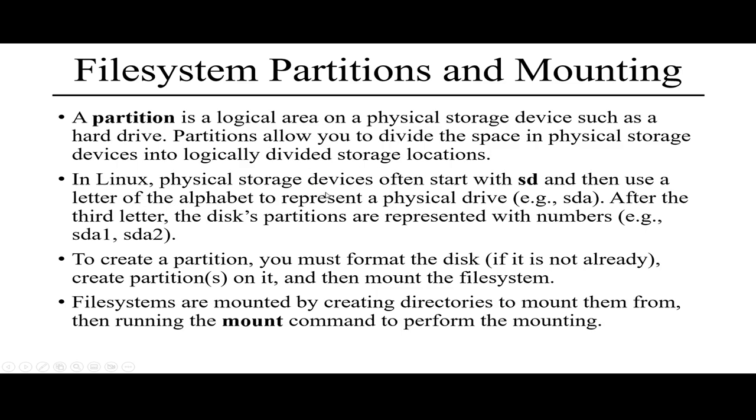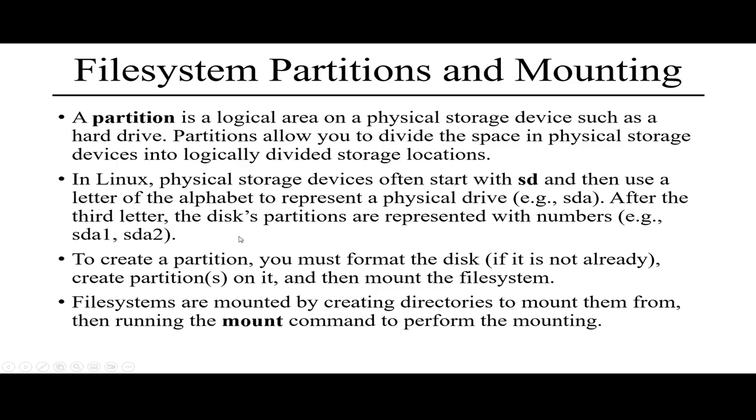In Linux, physical storage devices often start with sd and then use a letter of the alphabet to represent a physical drive. So if it's a storage device, it's sd, storage device. And then if you have multiple disks on a Linux system, you can have sda for the first disk, which will probably have the operating system on it. Then you have sdb, sdc, sdd, and so forth. Now, after this whole characterization here, disk partitions are represented with numbers. So sda1, sda2 are two partitions on the first physical hard drive on a Linux device.